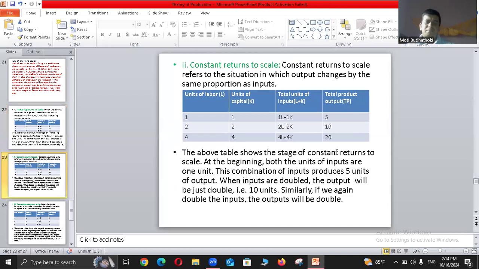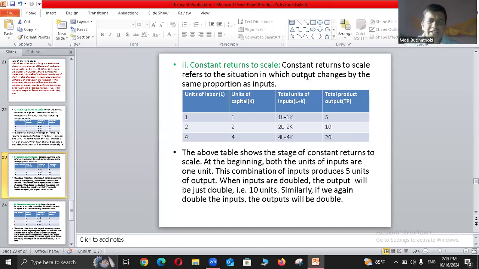And next type is constant returns to scale. In case of constant returns to scale, we can use another table. Constant returns to scale refers to the situation in which output changes by the same proportion as inputs.